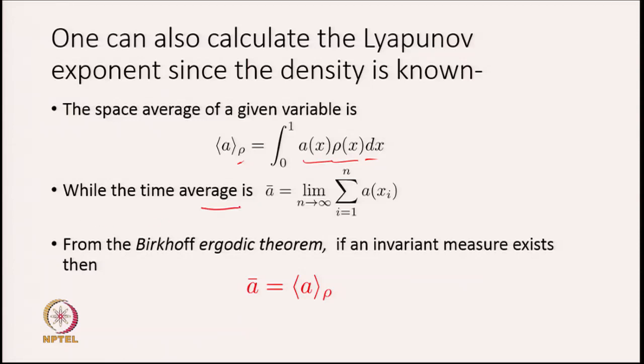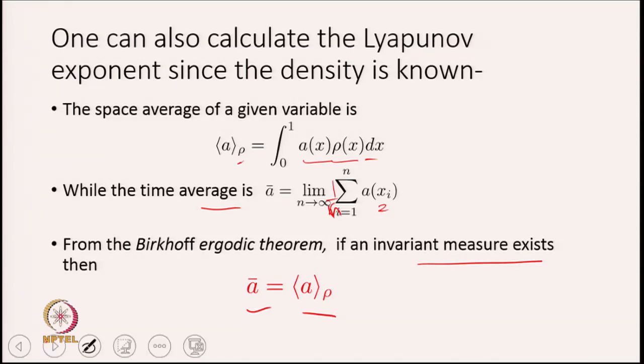The time average, on the other hand, indicated with the over bar over here, is the limit of n going to infinity of 1 over n times the sum of a evaluated at the various points x sub i, all the way from 1 to n. So, let n go to infinity, you get the time average. The Birkhoff ergodic theorem says that if the invariant measure exists, then this time average and the space average are equal.